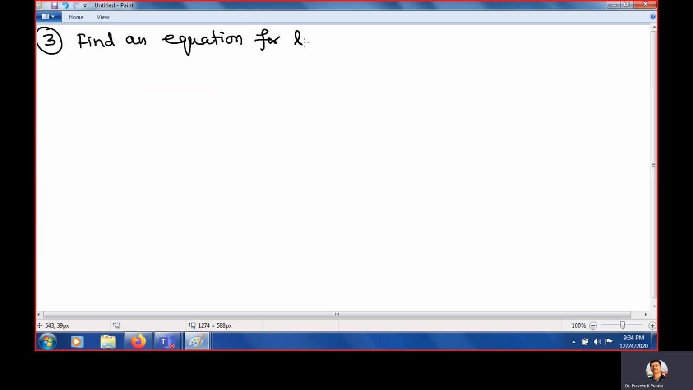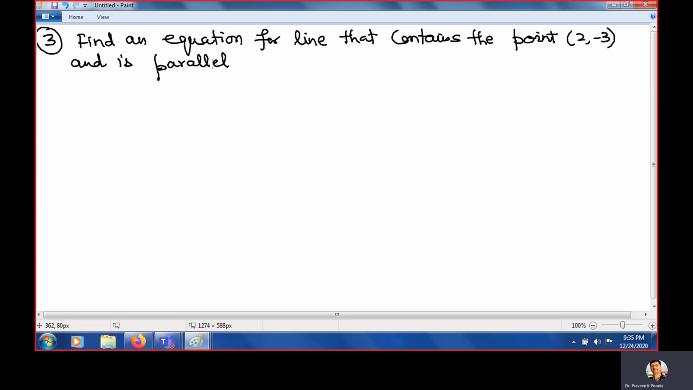for the line that contains the point 2 comma minus 3 and is parallel to the line 2x plus y minus 6 is equal to 0.